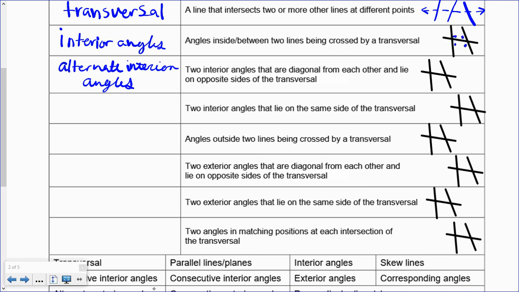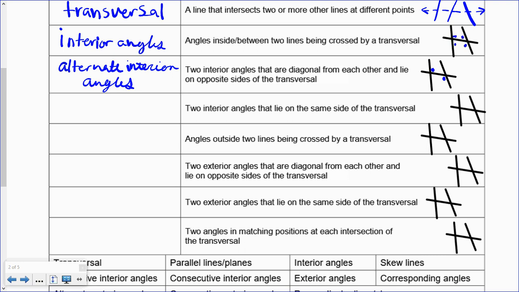So you guys will need 2 different colors now. We're going to mark 1 pair of alternate. Go ahead and draw this diagram, this H shape again. We're going to mark 1 pair with 1 color and the other pair with another. So once you have this diagram drawn, what I've drawn in blue, that is 1 pair of alternate interior.